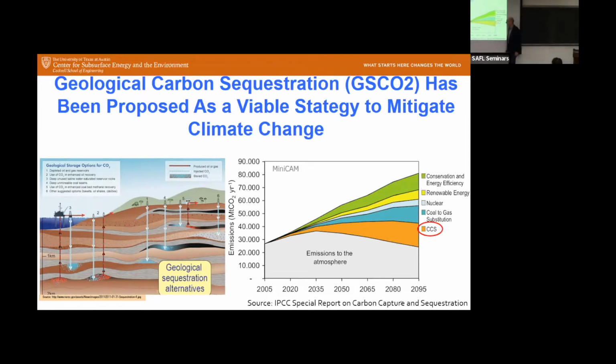And the rationale is, and this comes from the Intergovernmental Panel on Climate Change, that we need to reduce CO2 emissions to control climate change. And carbon capture and sequestration is a big part of this strategy, okay? So that's our overall motivation for why we care about this topic.